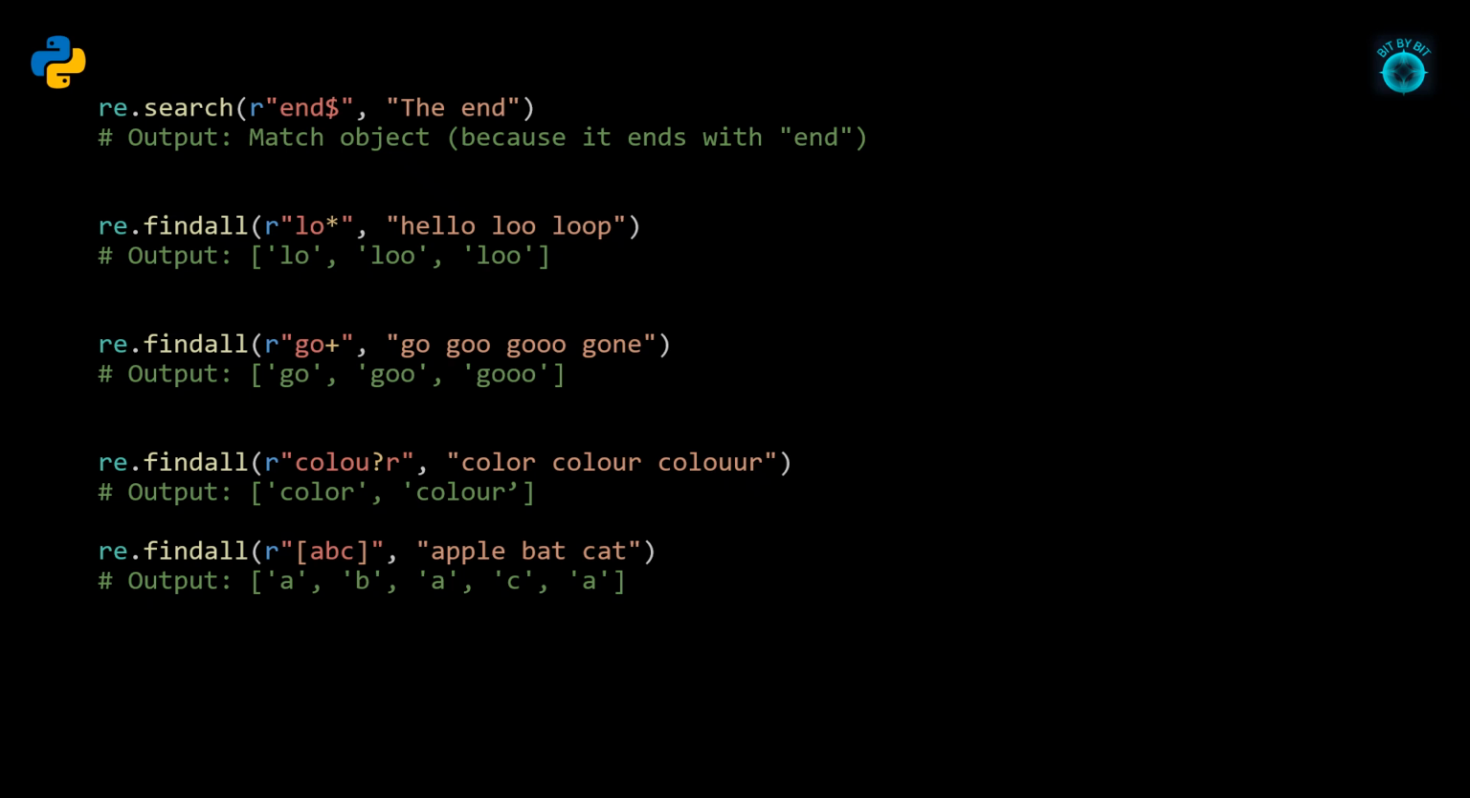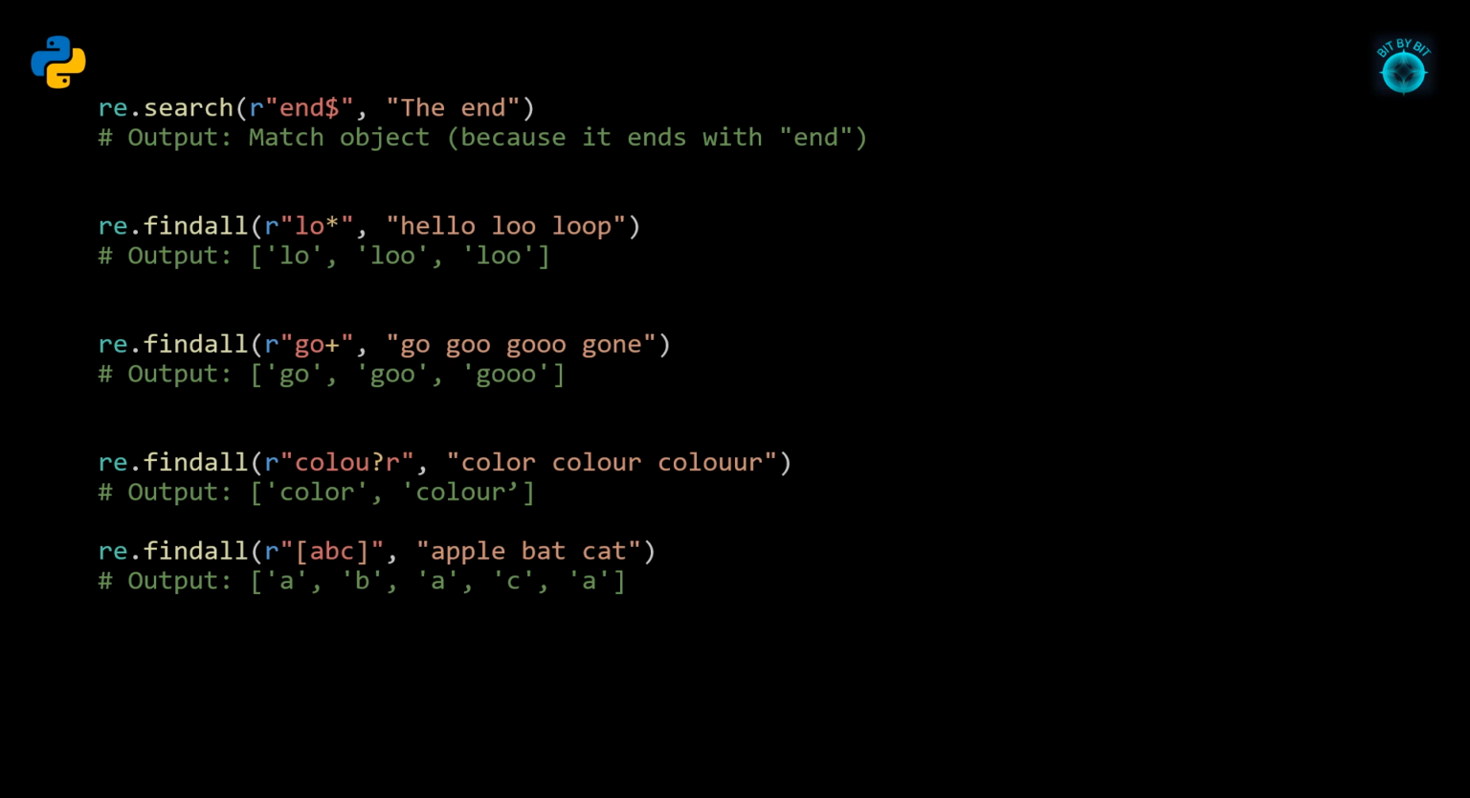The next example finds parts that start with L, followed by zero or more O characters. It matches things like L, LO, LOO, and so on. In the phrase "hello, Lou, loop", it finds L, LO, and LOO. The third one finds sequences of G, followed by one or more O characters. In the phrase, it finds GO, GOO, and GOOO.